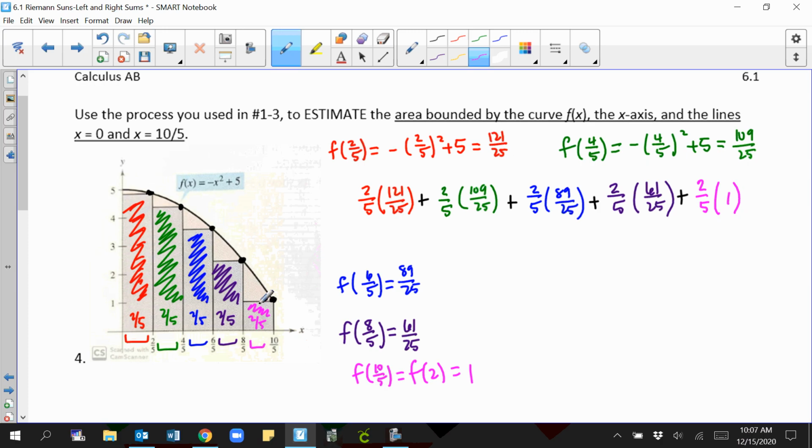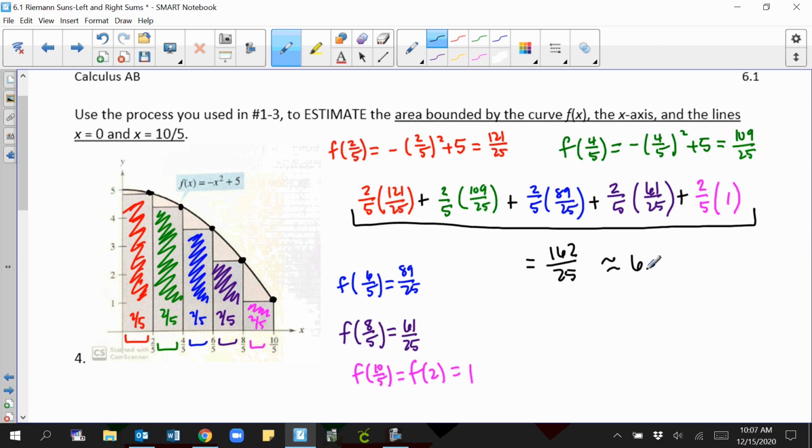To estimate this area, I'm just going to add all those rectangles together, which we can do in our calculator. We're just taking this whole equation and adding that all together, and you should end up with 162 over 25, which would be approximately 6.48. So that would be the area under the curve, and we are estimating this. So let's look at another one.